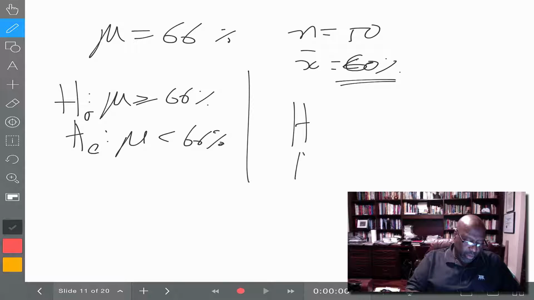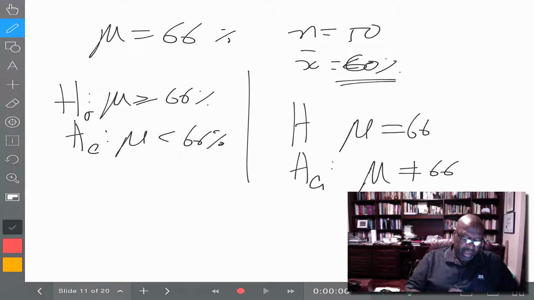So my research hypothesis in this case would be that the average mark is not 66%, versus the null hypothesis that the average mark is 66%. So I'll believe the null hypothesis, H0, and then I'll try to test that it is not 66%. Okay, does that make sense? So that's the example that we would be testing.